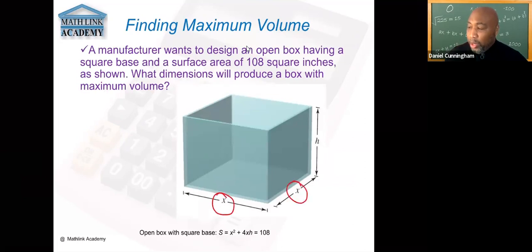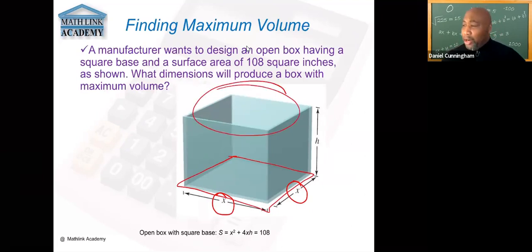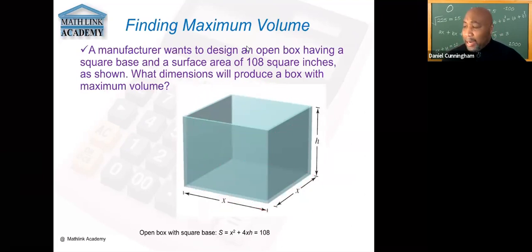So the base is square. And then we also have an open top, so there's nothing up here. So there's no surface area to worry about on the top. Also, it tells us that we have a surface area of 108, and we want to find a maximum value. So the first thing is draw the picture. The second thing is find your primary and your secondary equations.